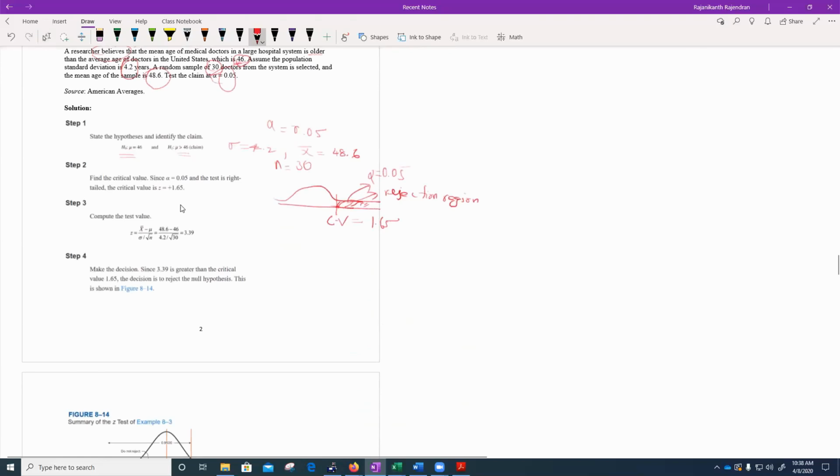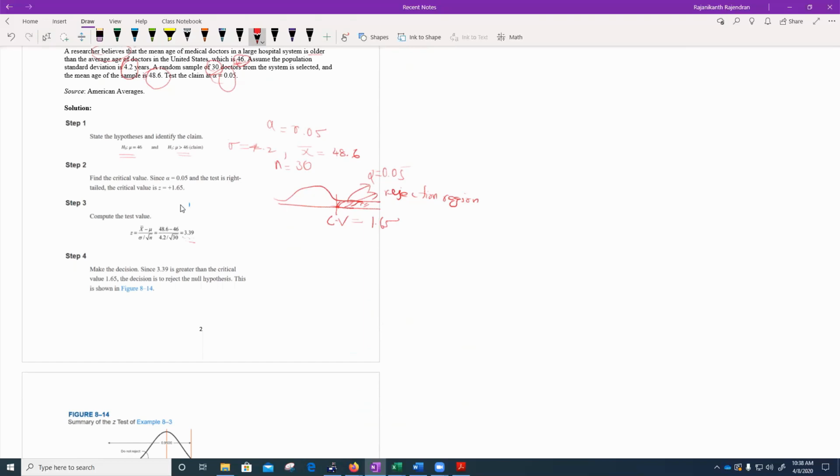So if you plug in those values, x bar is 48.6 and subtract the mu. Mu is coming from your null hypothesis, which is 46. Then divide by the standard deviation, which was 4.2, over square root of little n, which is 30. Simplify this, you will get one number, right? That is 3.39. This is nothing but the z value, right?